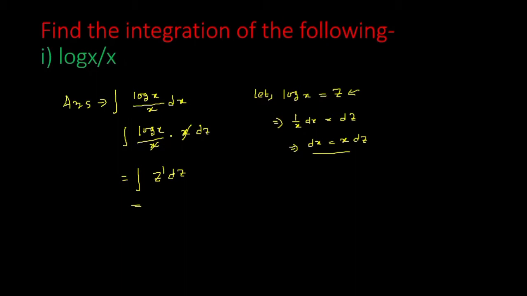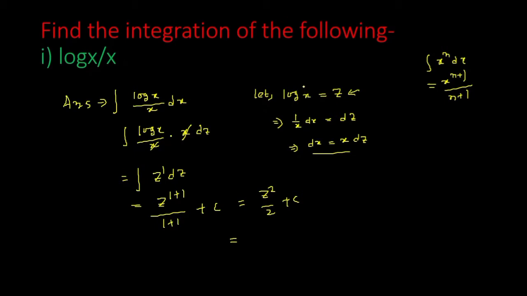We have learned the basic integration and the formula for x to the power n dx, which is x to the power n plus 1 by n plus 1. So we can apply this here. The formula will be z to the power 1 plus 1 by 1 plus 1 plus c. So that is z square by 2 plus c. Now the value of z is log x. So putting the value of z here, that will be log x whole square by 2 plus c.